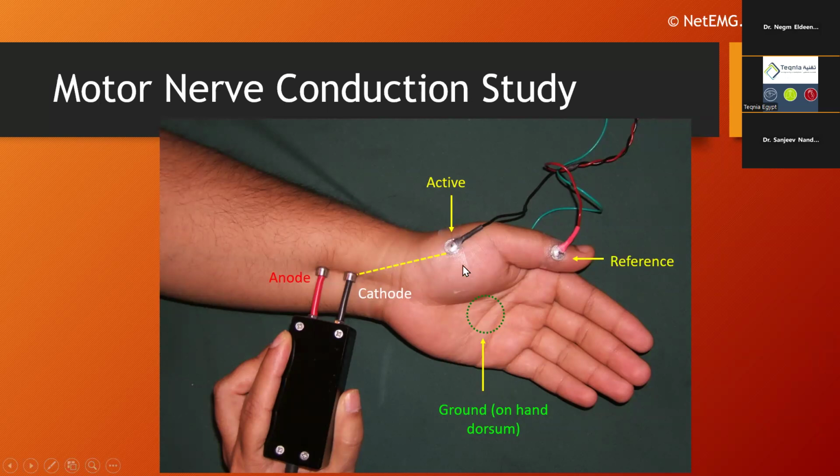We measure the voltage difference between the active and reference electrodes and analyze the response. We use a stimulator, which has got 2 pins. One is the black pin, called the cathode, and the red pin, which is called anode. The cathode is placed over the nerve to stimulate the nerve.